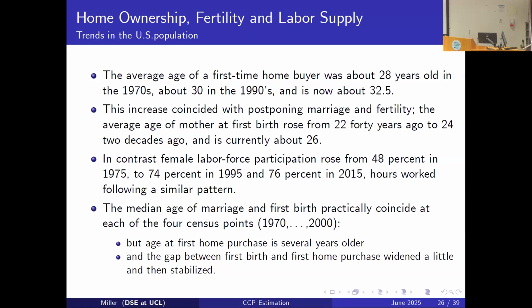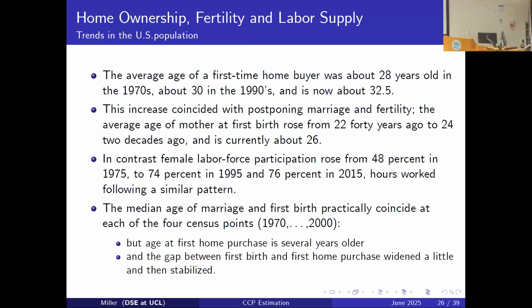And if you look at first-time home buyers, 28 in the 70s, 30 in the 90s, now about 32. Actually, it could be even higher than that by now. I believe the New York Times said 40s. I don't know whether that's really true, but it's up there.